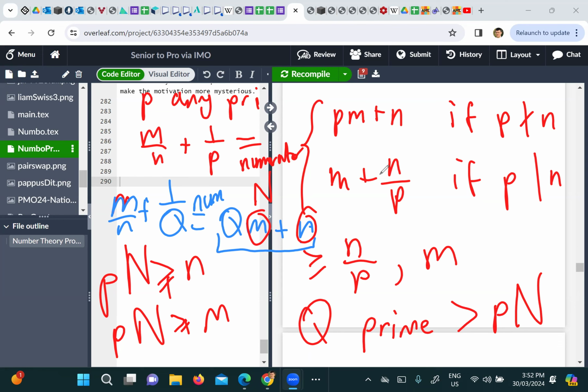So let's produce a nice self-contained proof. Okay, so how do we write this up?